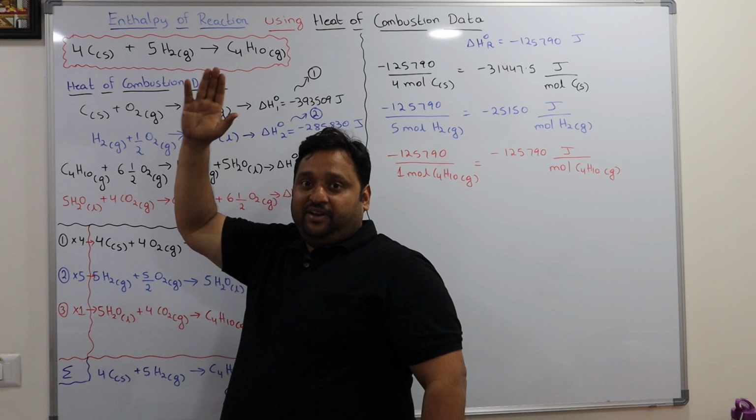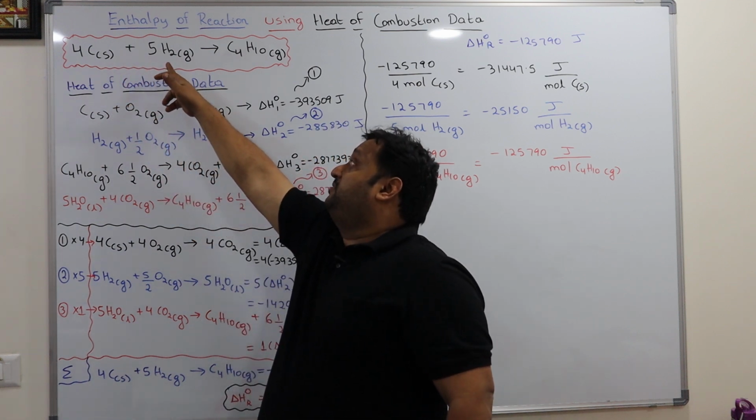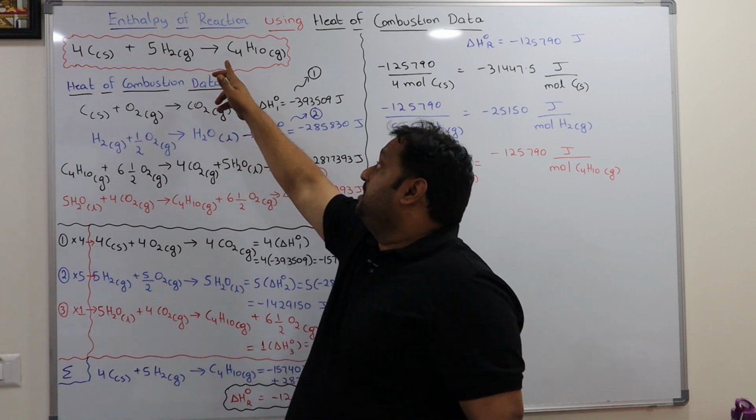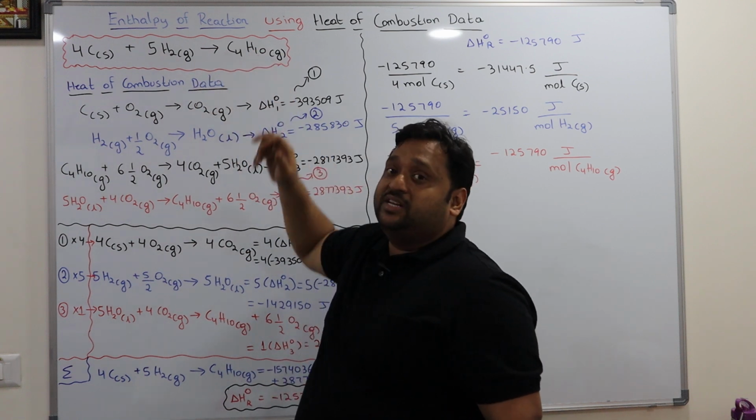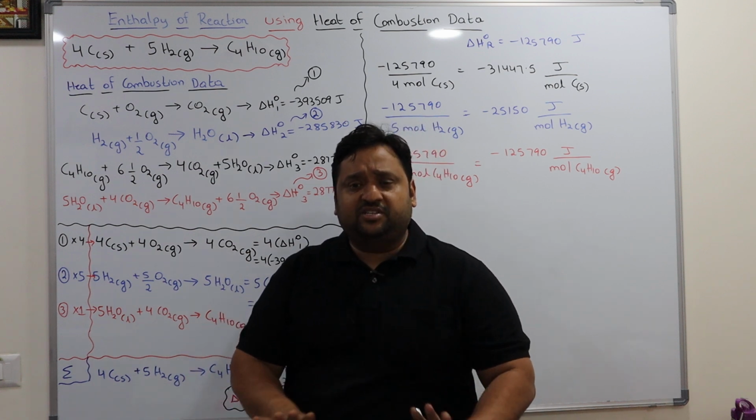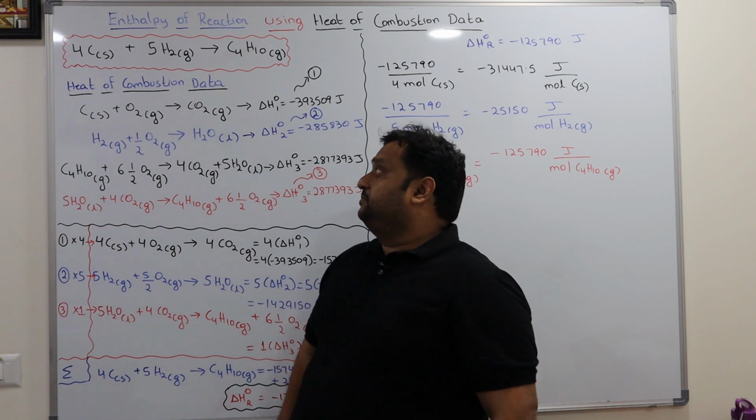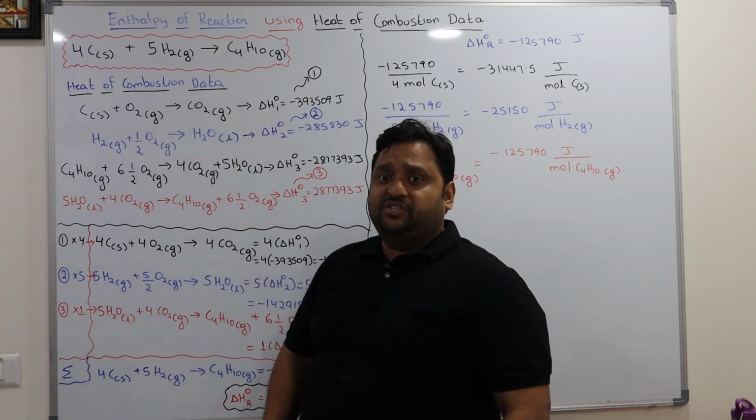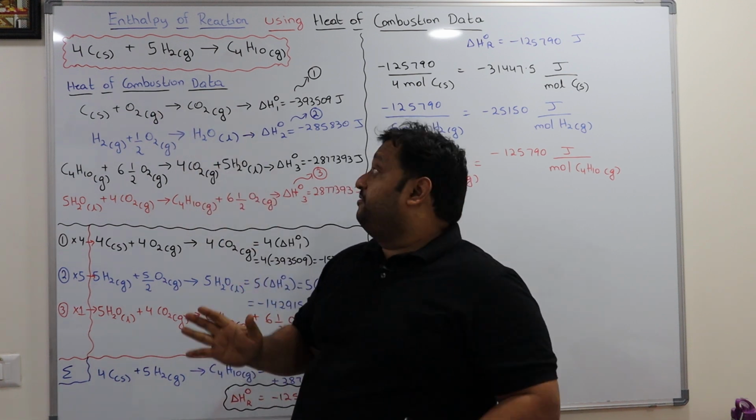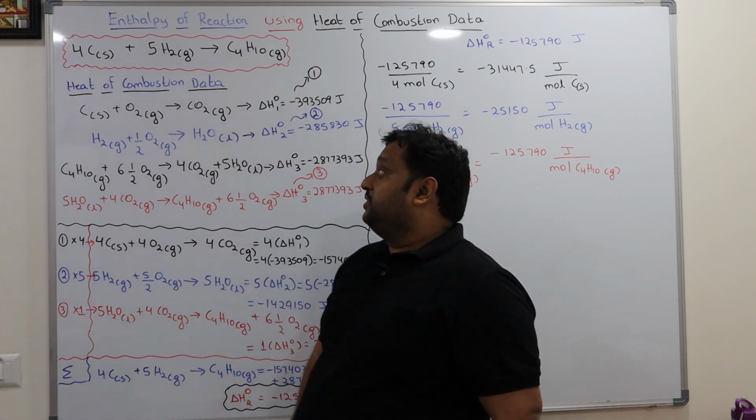So let us, for example, take 4 moles of carbon in the solid phase reacting with 5 moles of hydrogen in the gas phase to form C4H10. This is the reaction. Assume this reaction is happening at 25 degrees centigrade, that is 298.15 Kelvin. For this particular reaction at this temperature, we have to find out the enthalpy of the reaction.